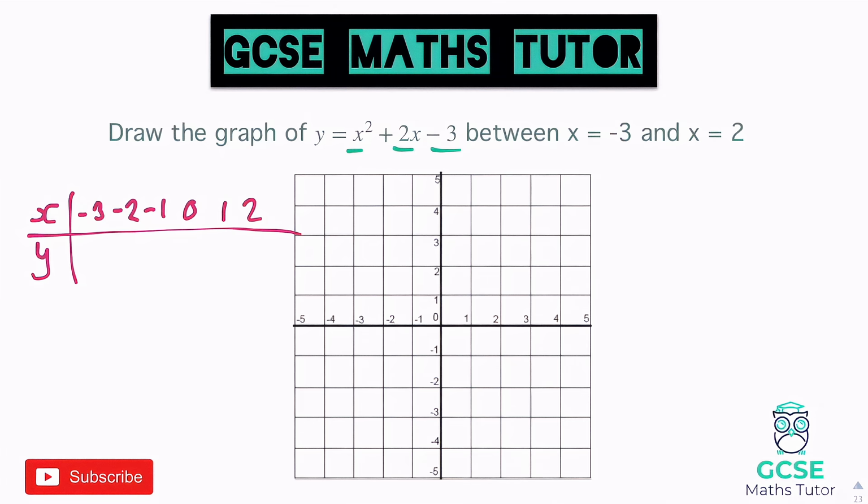So I'm going to start with 2 again for the positive one. So we have 2 squared plus 2 lots of 2, take away 3. I'm just going to work that out nice and slowly. 2 squared is 4 plus 2 lots of 2, which is 4, take away 3. So 4 plus 4 is 8, take away 3 is 5. So my answer there underneath the 2 is going to be 5.